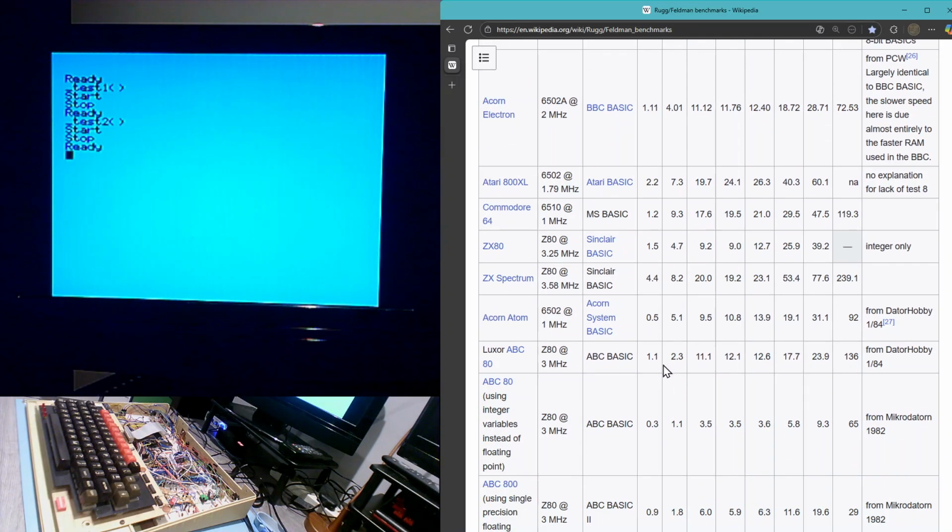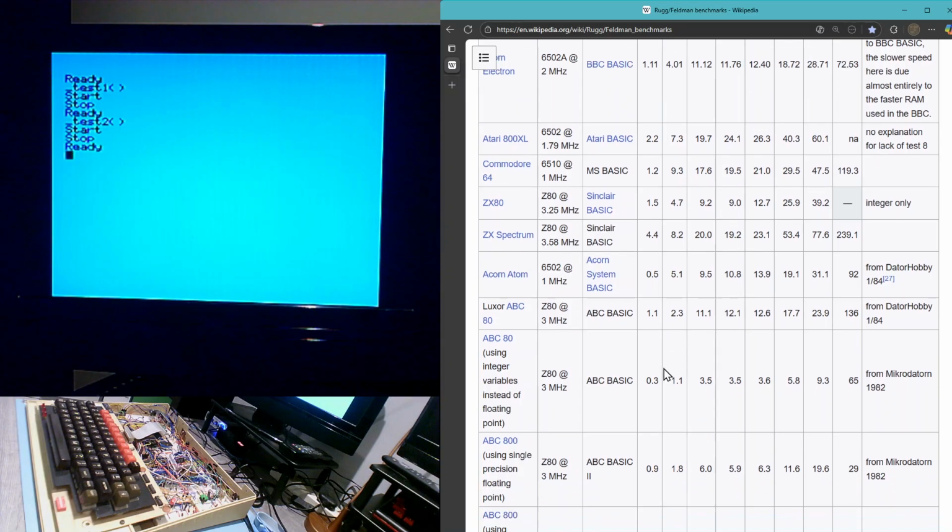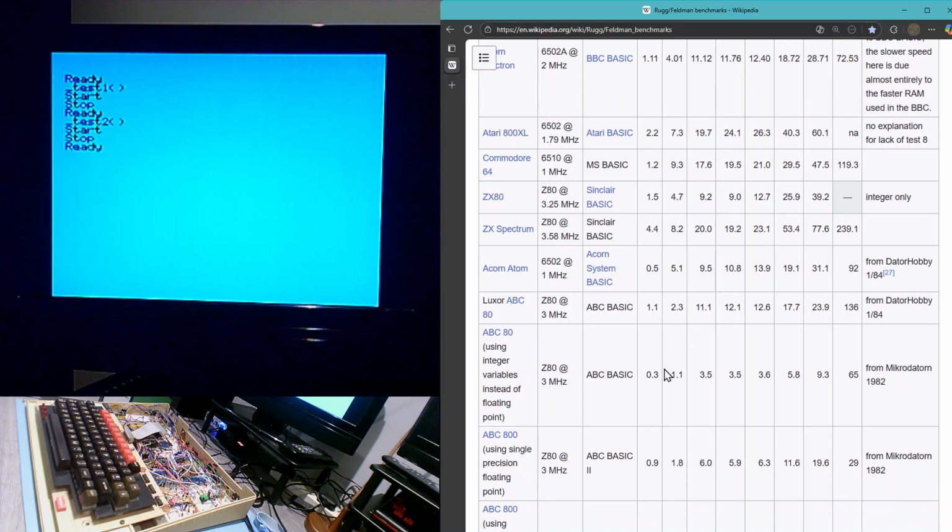One of the interesting basics that I've spotted is this ABC. It's only a 3 megahertz Z80, which is actually quite slow by Z80 standards. But look at the speed of the basic, 0.3 seconds and 1.1 seconds. So even though my homebrew is significantly faster than other 6502 machines, it's only a couple of times, or two or three times faster than the ABC, which is interesting in terms of how that interpreter must work.